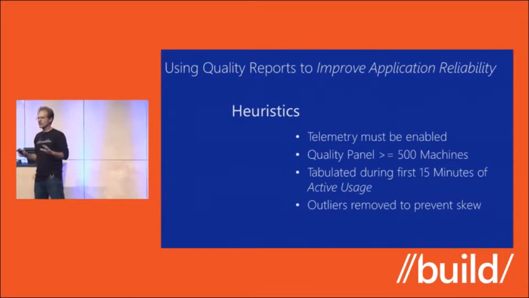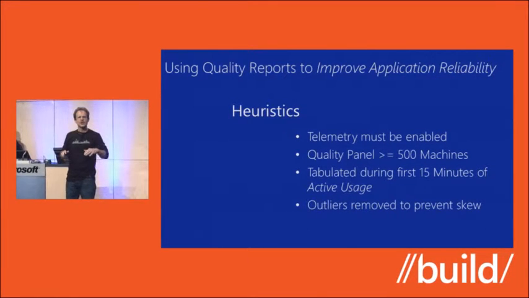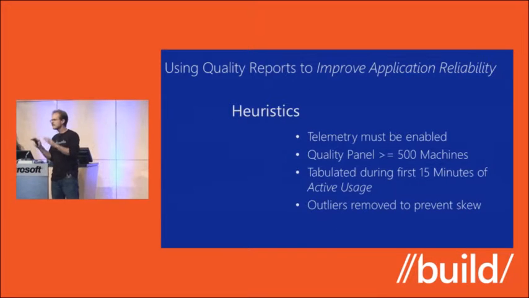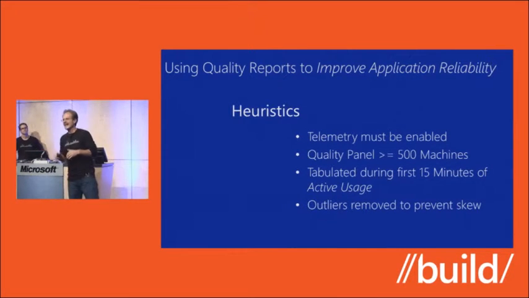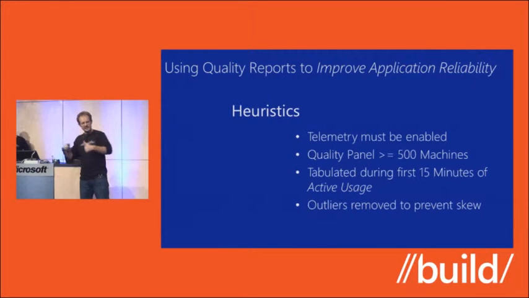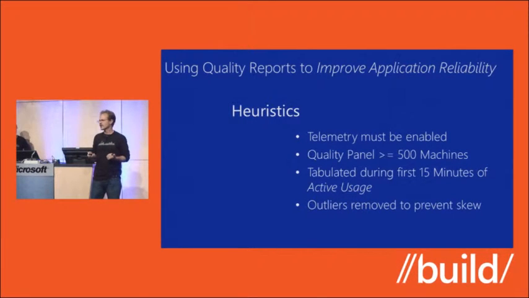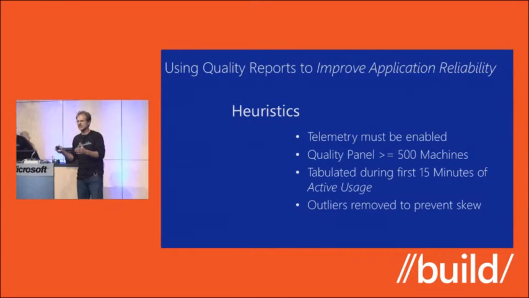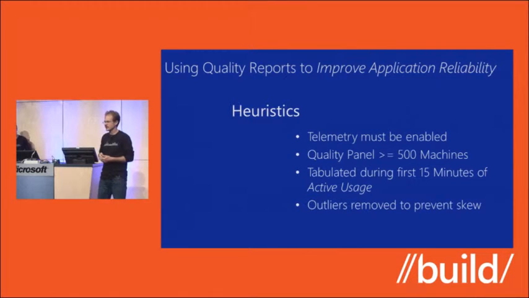So we create what we call a quality panel, which consists of, at a minimum, 500 machines. If, in your case, there are not 500 machines, we still collect telemetry, but we'll display a warning message saying, hey, the number of machines this is being collected on is small, and so the data may not be as reliable as if you had a larger selection.